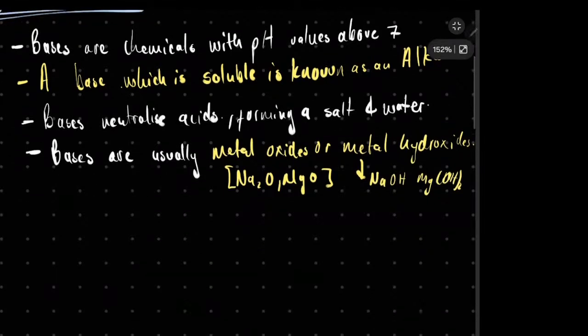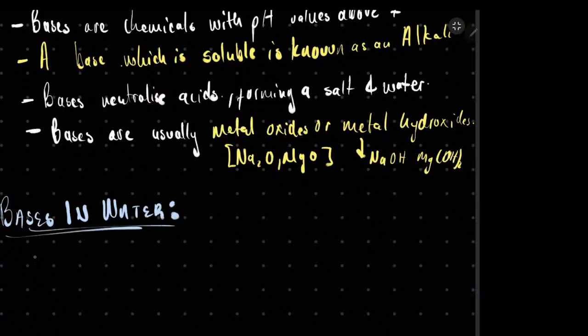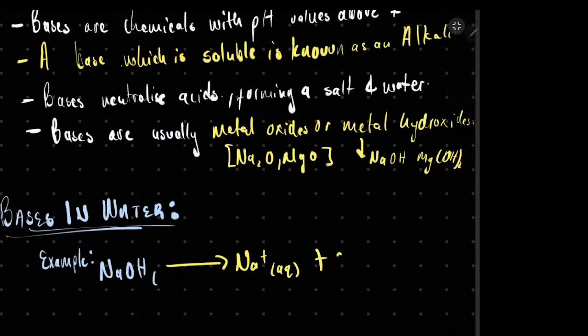Now, we want to know bases in water. Before we talk about the two reactions of bases, bases in water: what they do is you put a base in water, okay, NaOH, for example. NaOH solid dissolves in water, it becomes aqueous. So if it dissolves in water, what you end up getting is Na+ aqueous plus OH- aqueous. This was the solid version, and it dissolved into water.